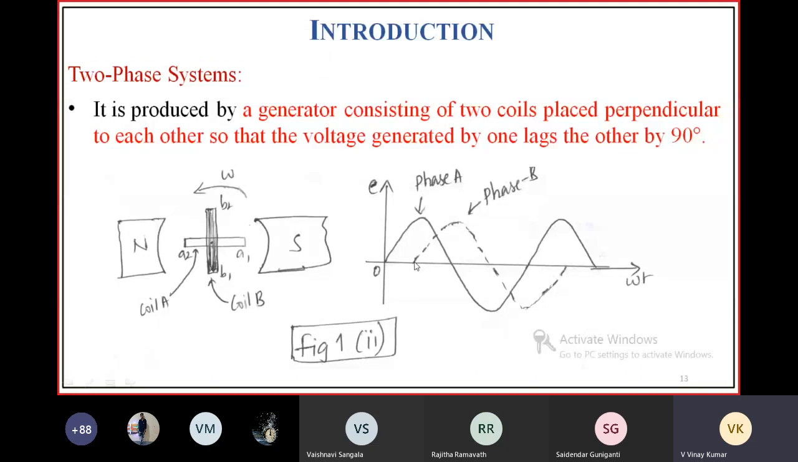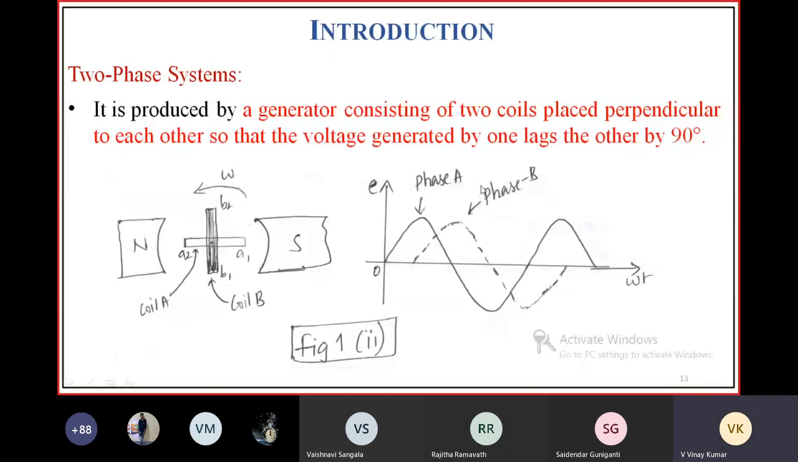There will be electrical displacement; they are 90 degrees apart from each other. If this is the voltage produced by coil 1, then the voltage from coil 2 is displaced by an angle of 90 degrees from this voltage. This is the zero crossing point of phase A voltage. This is the zero crossing point of phase B voltage. They are displaced by an angle of 90 degrees from each other.